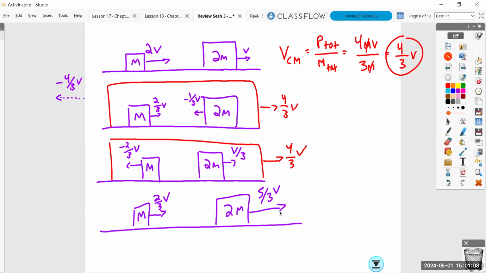So what do we get out at the end? In the end, both boxes are still going that way, but this one has slowed down a bunch and has bumped the 2m forward. You can in fact double check this. We started off with a total of 4 MV worth of momentum. We should still have 4 MV worth of momentum. We've got 2/3 MV plus 10/3 MV, which is 12/3 MV. So our total momentum is still conserved. And if you were to check the total kinetic energy before and after, you would also find that they're the same.